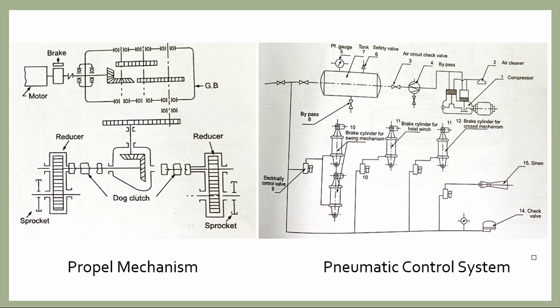So for the pneumatic control system, the delivery pressure of the compressor is 7.0 kg per centimeter square, and the safety valve pressure is 7.5 kg per centimeter square. Besides this, it has the undercarriage unit and the front attachments also. The undercarriage unit and the front attachments are nearly similar to the diesel shovel.